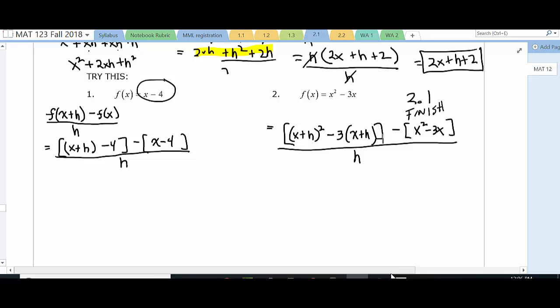Okay, we'll keep working on it. I want to walk around and see where algebra skills are. Now, what's h over h? What's anything divided by itself? There you go. Good.